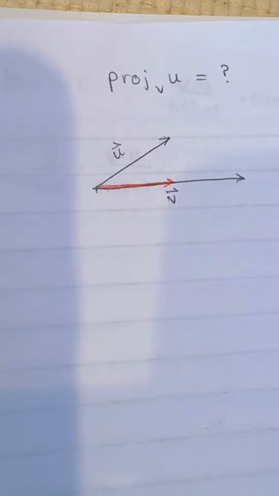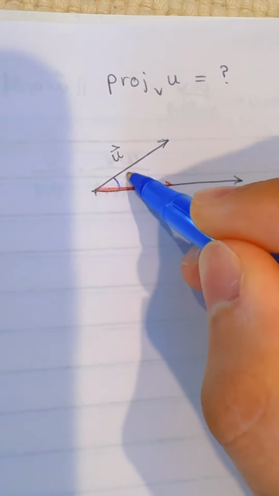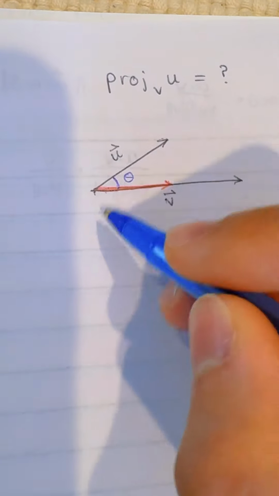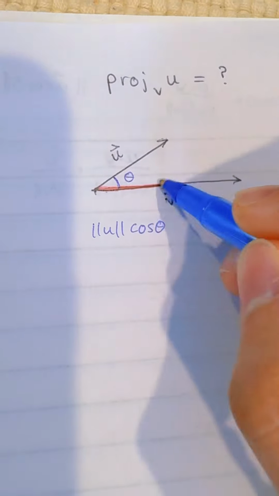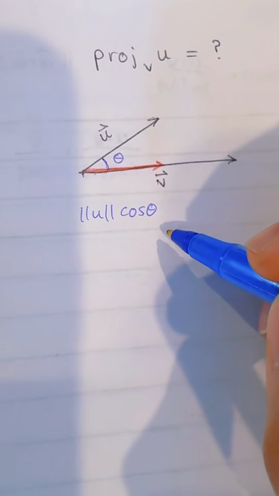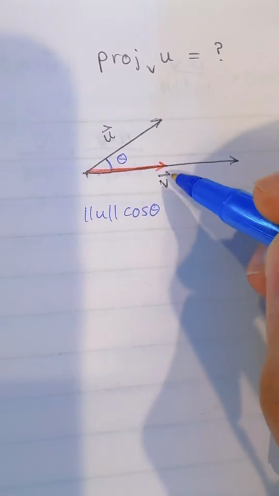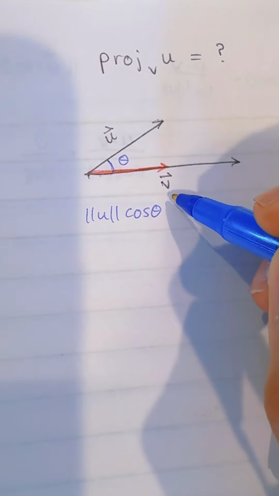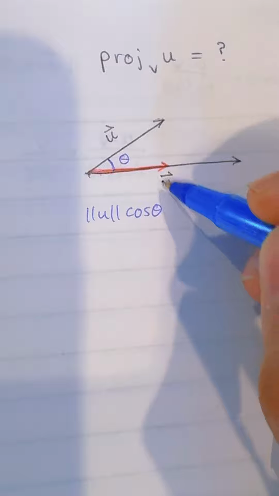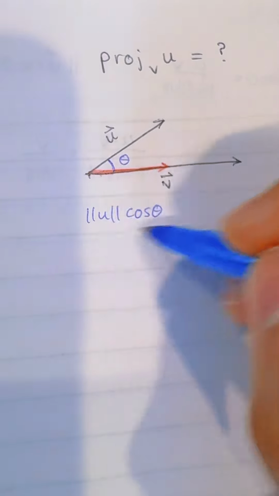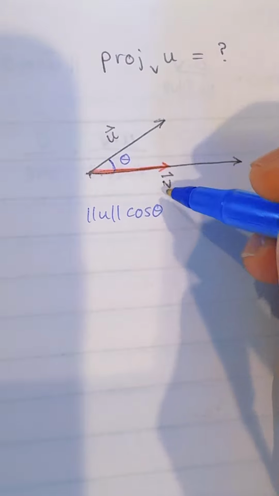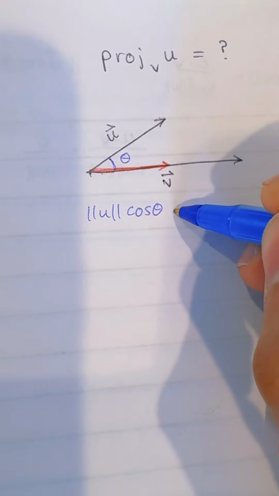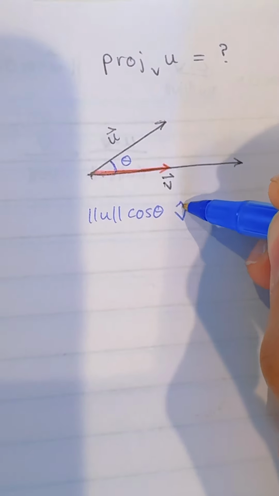I'm going to do this in blue. If you let this angle here be theta, all this is going to be is the magnitude of u times cosine of theta. That's going to give you this length. And of course, since it is a vector, we also want to give it a direction. And the direction will be the direction of v. We can't multiply it by the vector v, right? This is first of all a scalar, so we can't multiply it by that vector because it has a magnitude that might not be 1. But we can multiply it by the unit vector in the direction of v, which we denote like this, v hat.